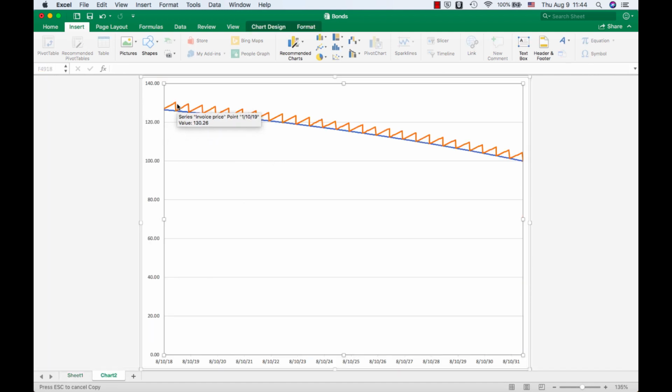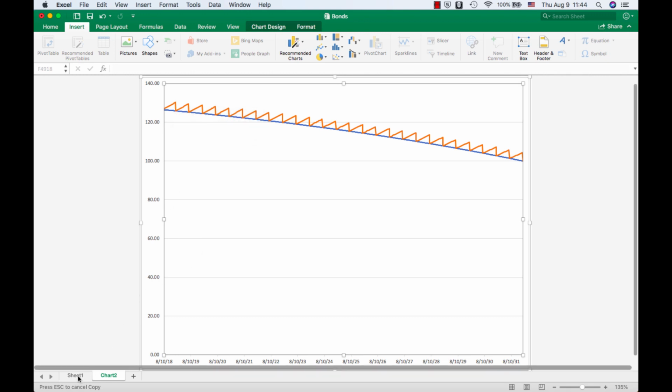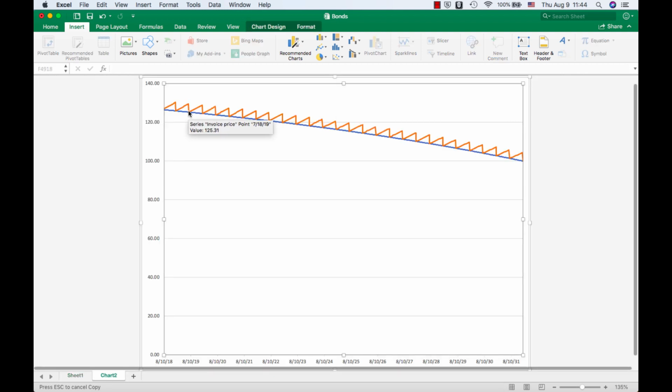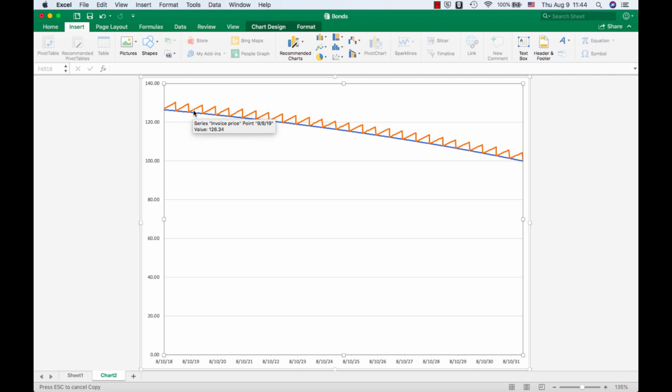So we see a sawtooth pattern. While the flat price goes down smoothly, that's why it's called the flat price, the invoice price actually goes up until the date of a coupon payment, then drops by the amount of the coupon, which is 4.45% of par value, or $44.50, and then it accumulates, it accrues over the period, over the length of the coupon period. And that is our plot of both the flat price and the invoice price.